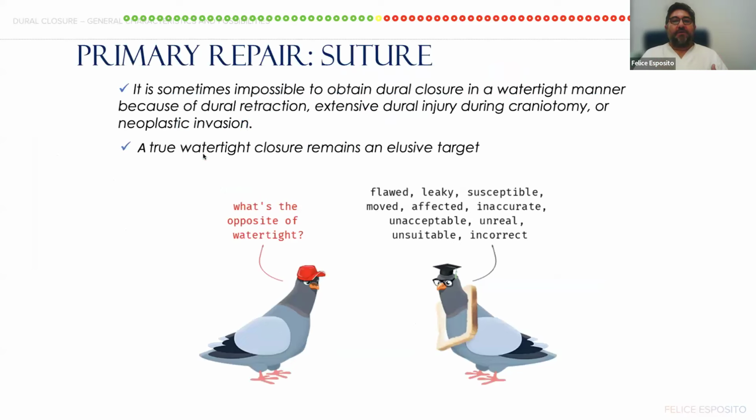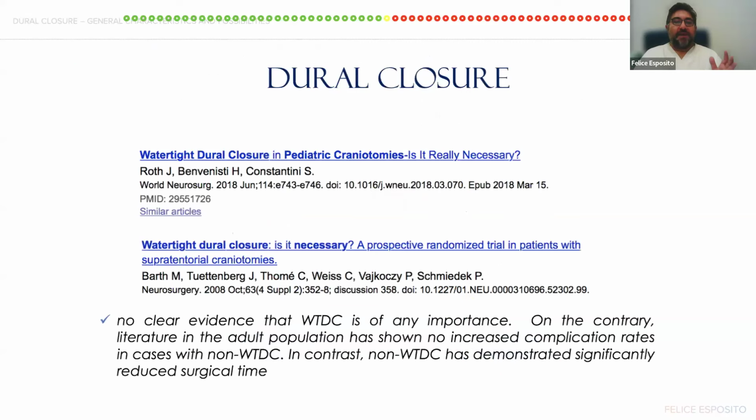So primary suture of the dura mater: we have to close the dura mater watertight, or we may not have a watertight closure of the dura mater. This is still a matter of debate, because there is no clear evidence that watertight closure of the dura mater is more effective than non-watertight closure. There are some studies favoring the watertight closure, and some studies of the same importance not favoring, but not against, a non-watertight closure of the dura mater.